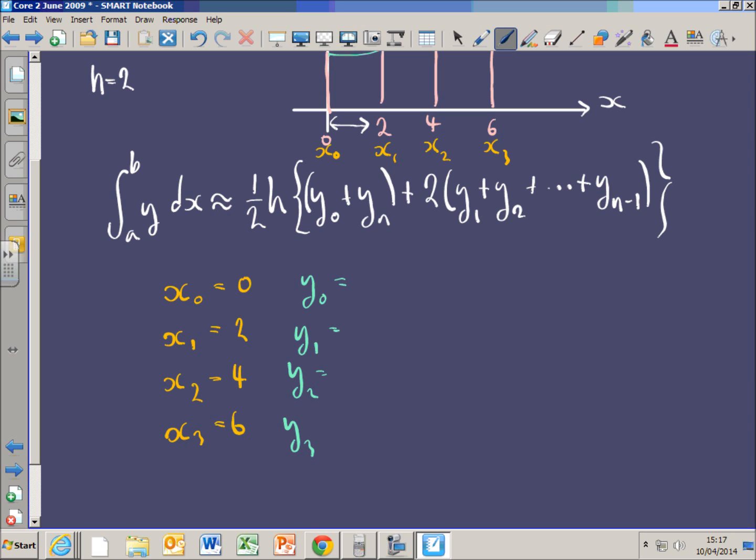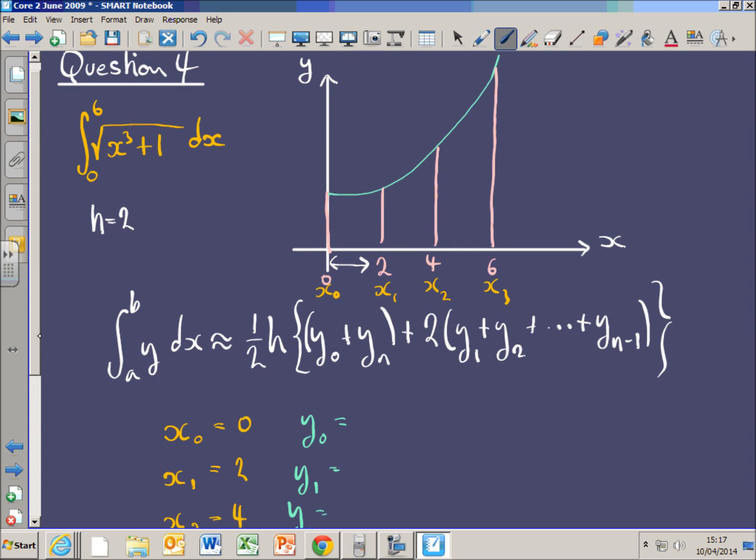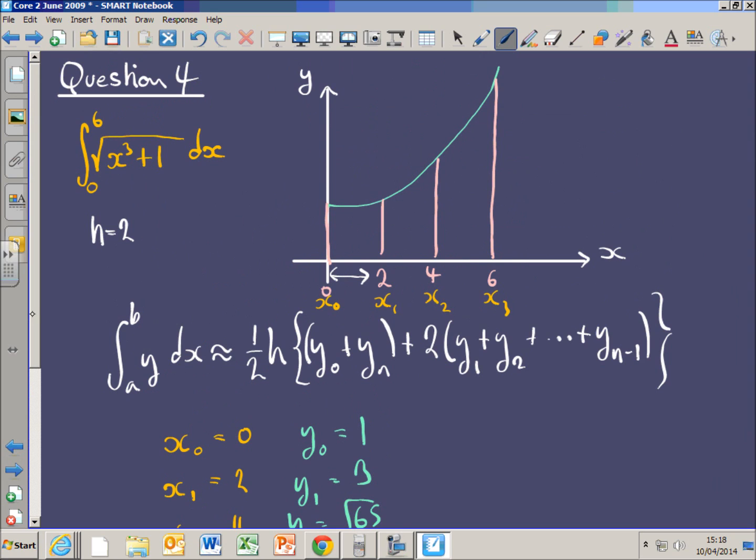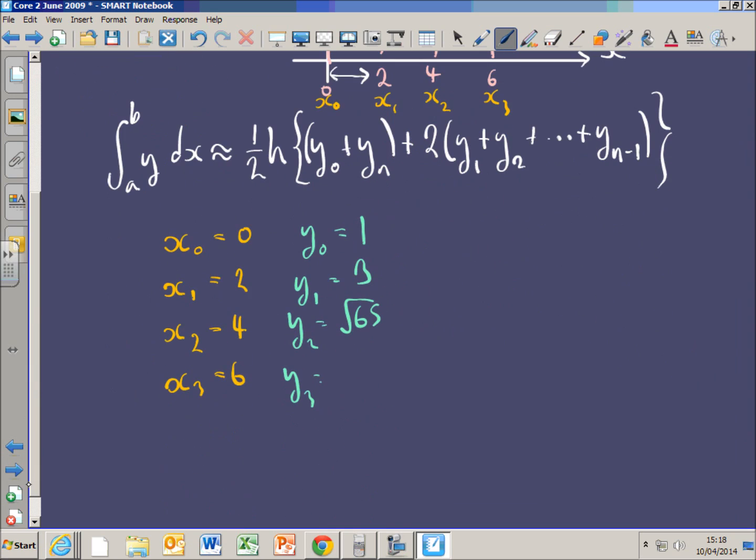This is just the equation we're using up here. When x equals 0, what do I get? I get the square root of 1, which is 1. When x equals 2, I get 2 cubed, which is 8, plus 1, which is 9, square root it, so that's going to be 3. When x equals 4, I get 4 cubed. What's 4 cubed? 64. I add 1, that's 65. So this is going to be root 65. And when x is 6, I get 6 cubed plus 1 square rooted. And what's that? Someone tell me? Say again? 217. Root 217, yeah.